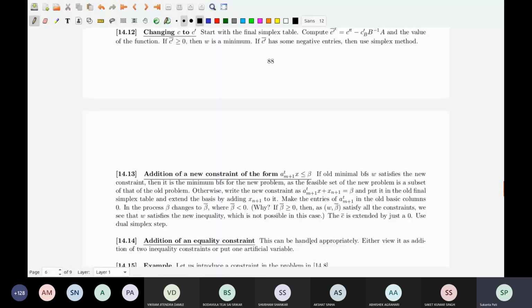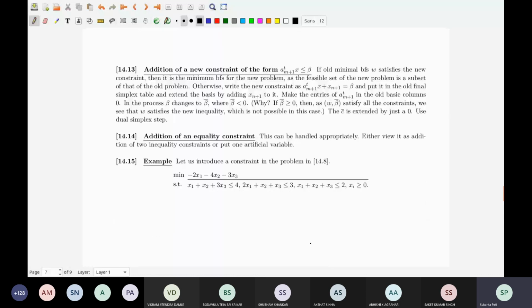So for example, in the previous problem, there were only two constraints, this one and this one. The first two were there. Now you have added a new constraint. Imagine that if I am adding a new constraint, that means I am going to add one more variable. Okay, that is what I am going to do.